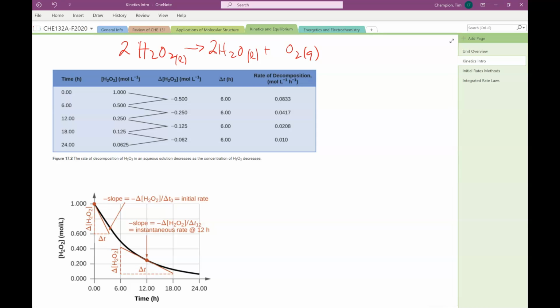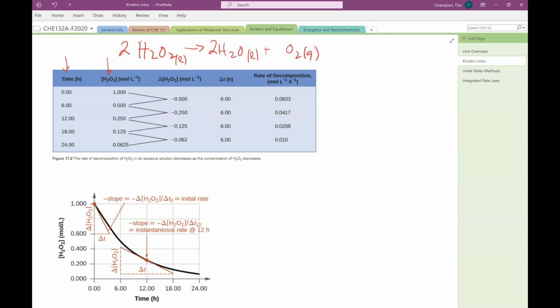So this is a set of experimental data here where, at different times, we somehow measure how much hydrogen peroxide we have, and you see, after 6 hours it goes down to about half of what we had. After 12 hours it goes down to half of that, and so on. So this data is arranged so that every time period it's halving.